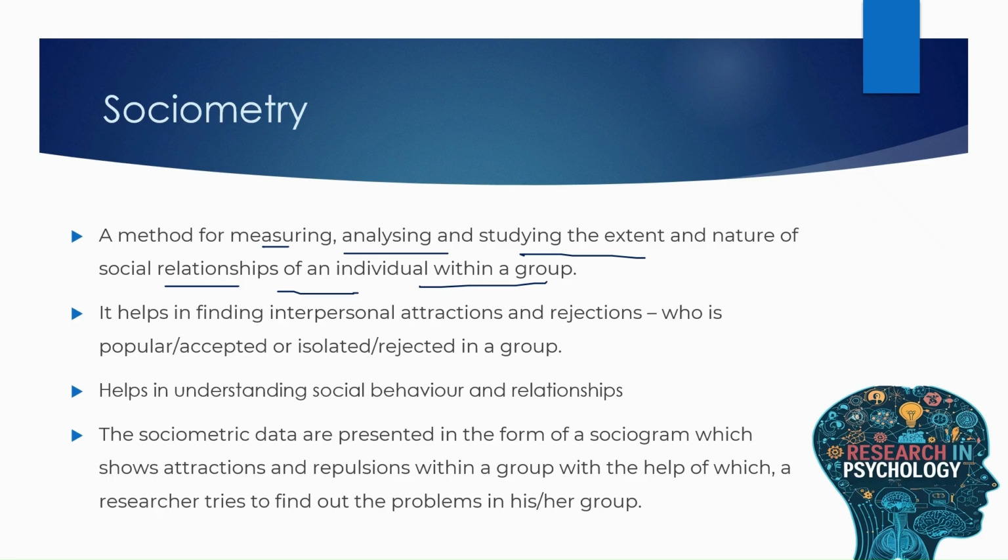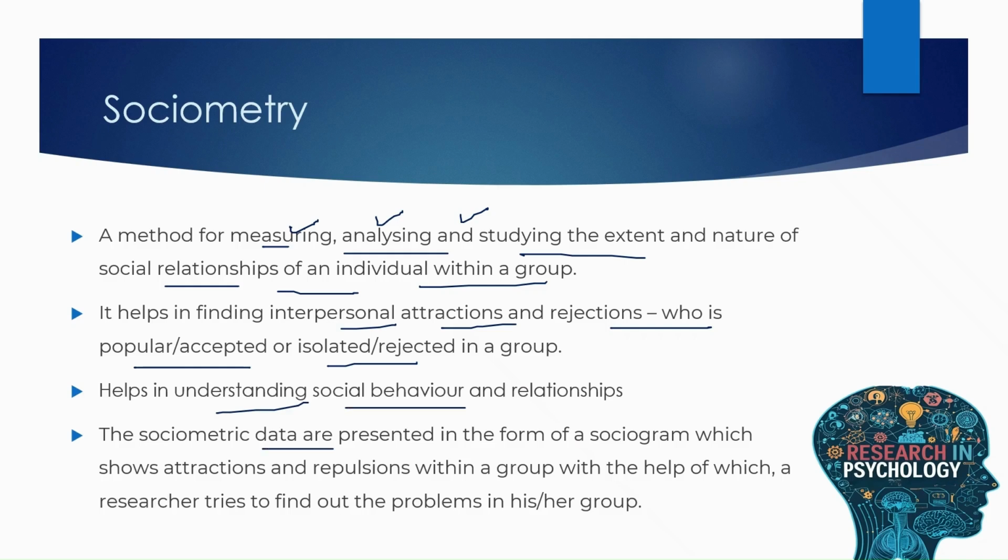So this helps in finding interpersonal attractions and rejections. For example, who is popular in the group, who is easily accepted in the group, or who is easily isolated or rejected in a group, right? And then you can also find out why this is so, like what is the reason that a particular individual is so popular among the group or being rejected in the group, right? So we'll be measuring, analyzing, and studying the extent and nature of an individual within a group. So this helps in understanding social behavior and relationships.